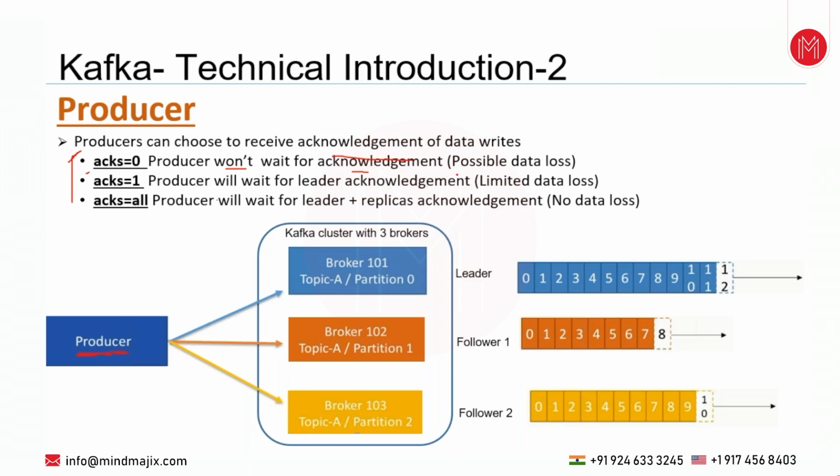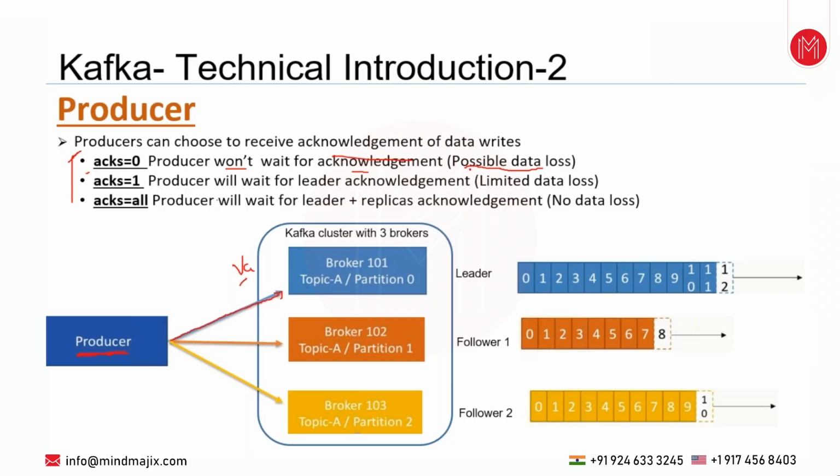But the problem is, there is possible data loss. For example, a producer is producing a message to broker 101 with acks equal to 0. The message is in the air, and let's assume that due to some network issue, the message vanished. The producer never waits for broker acknowledgement, and it will blindly proceed to the next message. The reason is, acks equal to 0 means you are not waiting for acknowledgement, and although the message vanished, you are not taking care of that.